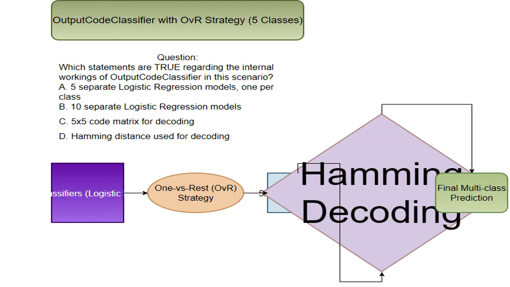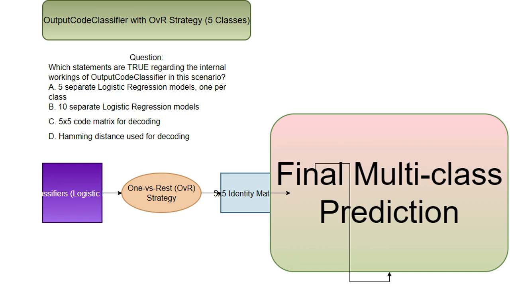The problem specifies that these classifiers are logistic regression models. Each model focuses on separating one class from the other 4. Code matrix is a way to represent the classes in a way that the OutputCodeClassifier can use. In an OVR strategy, this is usually a 5 by 5 identity matrix. Because it's a one-hot encoding, each class is represented by a row with a 1 in the position corresponding to that class and 0 elsewhere.